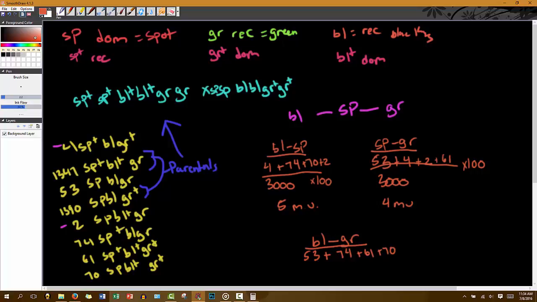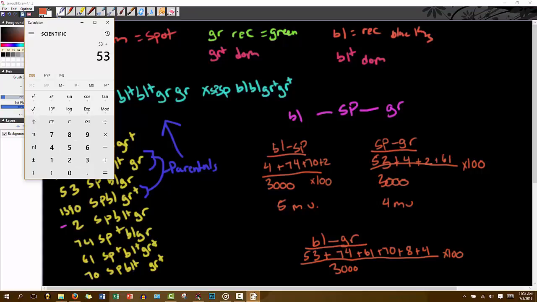Now this is where it gets weird. You count both of the double recombinants, which are the two smallest, twice. Because when they were first doing these tests, they found that if you add them both twice, you'll get the actual map unit size between these genes, because you're always a bit short if you don't add these two twice. So you do that, and you divide it by 3,000 times 100, and in theory, you should be getting 9 map units.